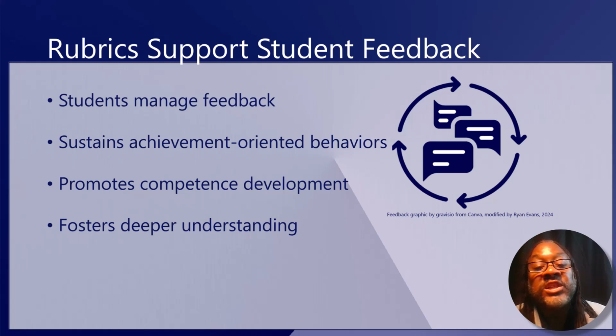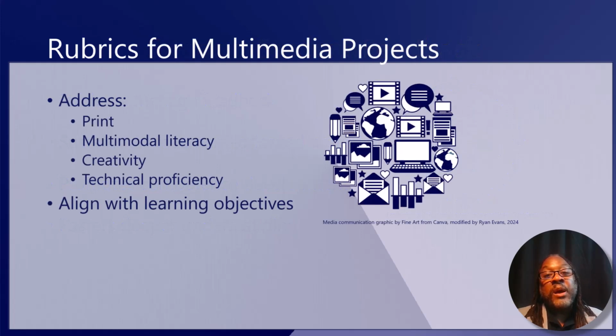Formative assessment tools, such as rubrics, when designed to emphasize learning goals, help students manage feedback effectively. Darling-Hammond et al. 2020 argue that this process sustains achievement-oriented behaviors, promotes competence development, and fosters a deeper understanding of their work. Effectively assessing multimedia projects requires rubrics that go beyond traditional print-based criteria to address multimodal literacy, creativity, and technical proficiency. These rubrics should align with learning objectives, focusing on content accuracy as well as the effective use of digital tools and design principles.